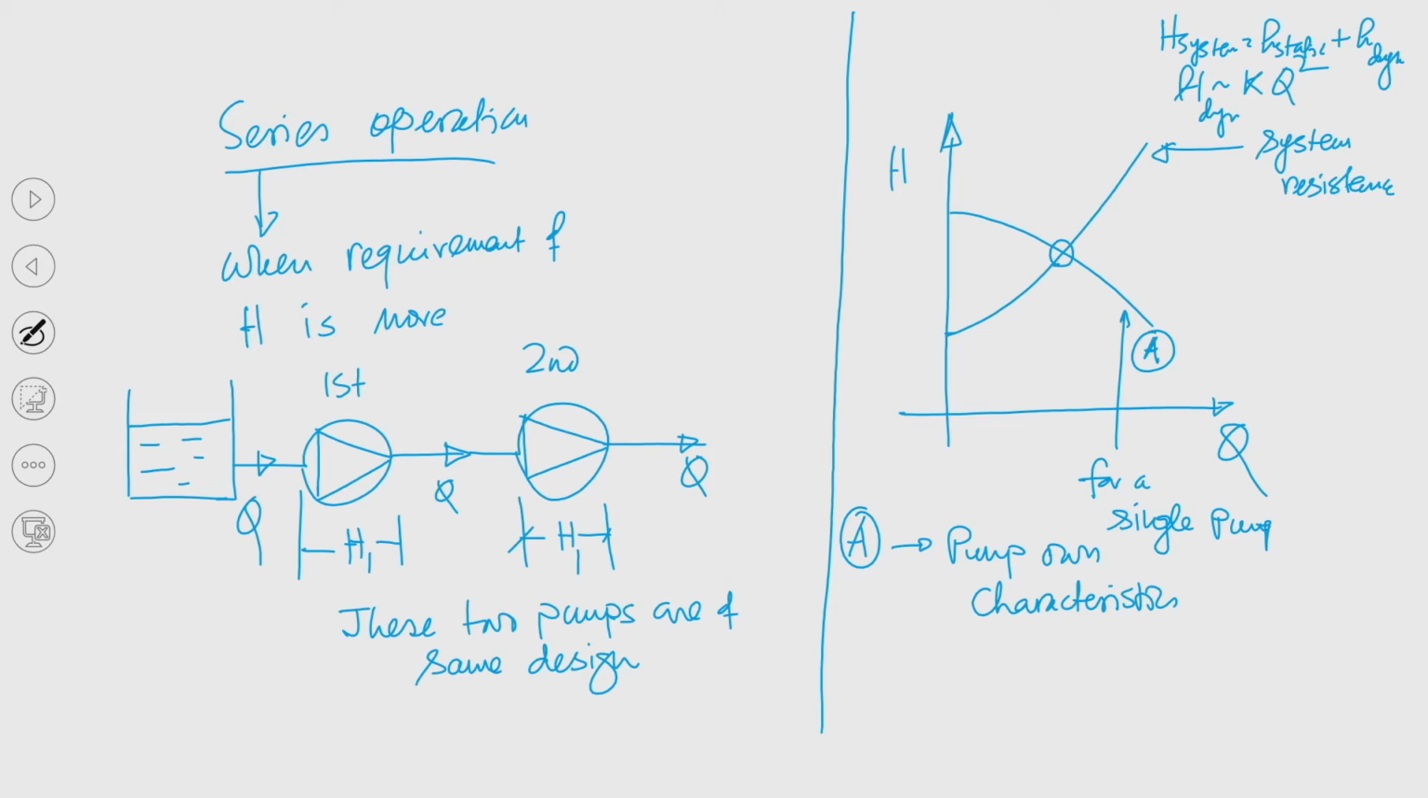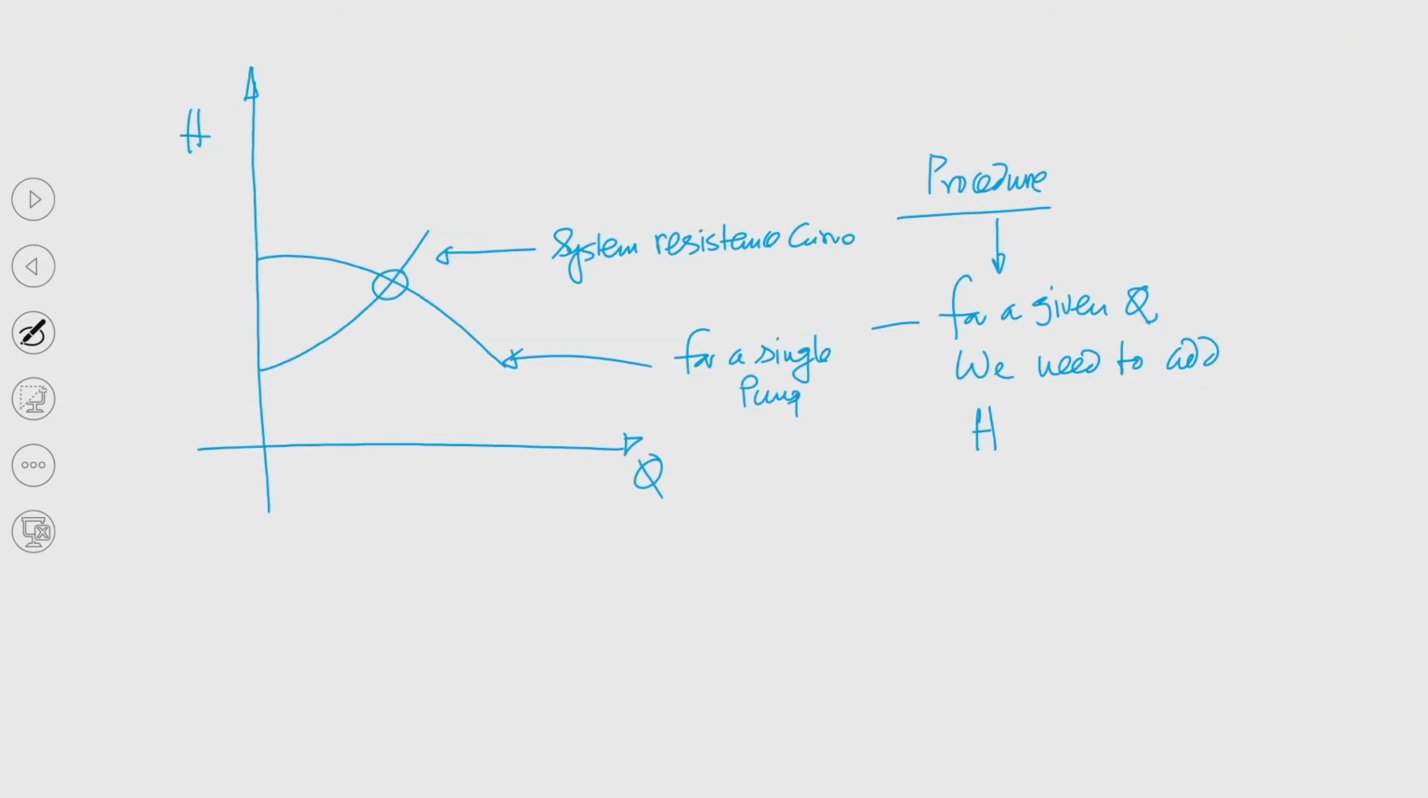Similarly, say this is when shut off head, Q is equal to 0. So, if we connect these two pumps in series, then the shut off head will be this head plus this head. So, that will be double, right. So, basically the HQ curve of the combined pumps will start from here. So, that is the shut off head.